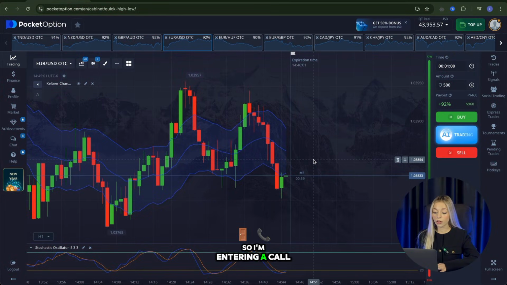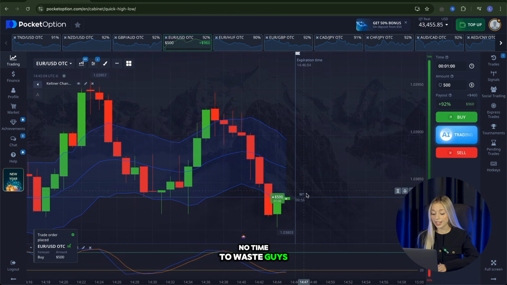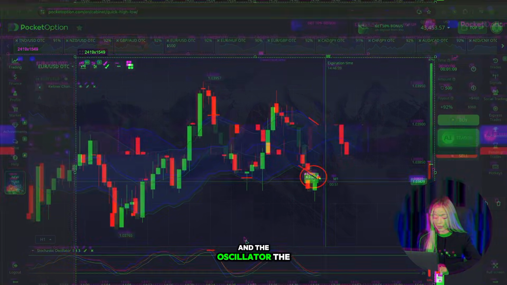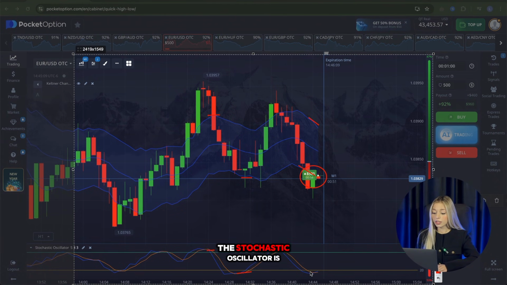So I'm entering a call trade now, no time to waste, guys. Here is why I choose to go for an upward trade. We can see that the price dipped below the lower channel boundary and is now retracing back into the channel. In this strategy, we rely on signals from both the channel boundaries and the oscillator. The confirmation from the stochastic oscillator is crucial here. It clearly signals a potential price increase.